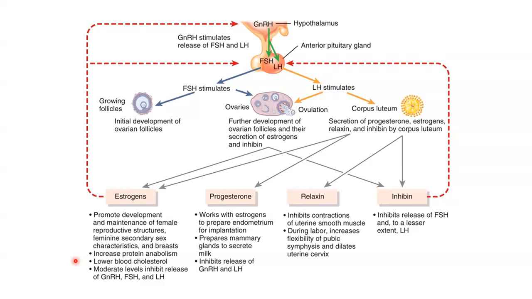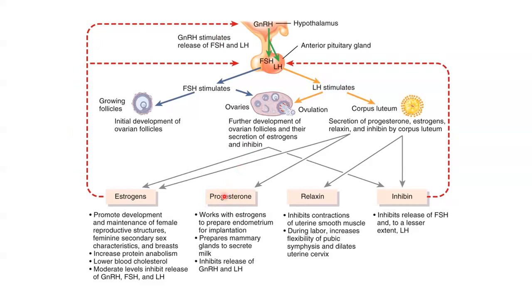It changes the pitch of the voice, widens the pelvis, and also changes the pattern of hair growth on both the head and the body. Moderate levels of estrogen, and please ignore the American spelling here, will actually inhibit the release of gonadotropin releasing hormone, as well as inhibit the release of follicle stimulating hormone and luteinizing hormone directly, all via negative feedback.